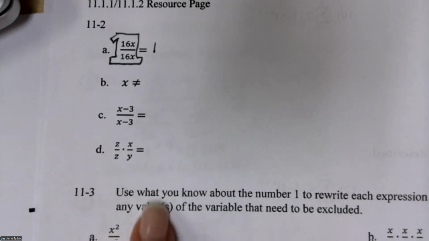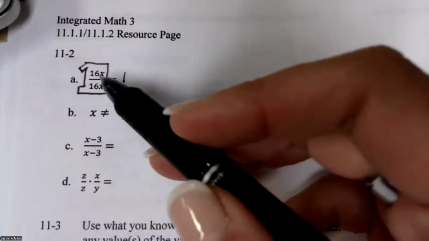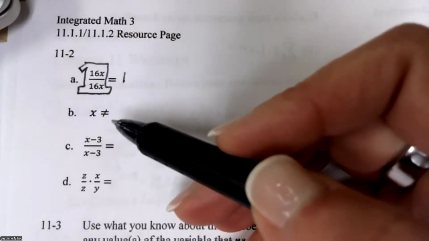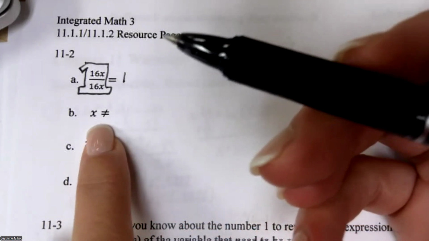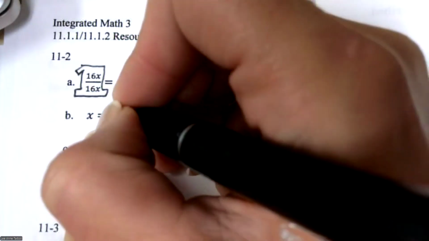Okay, now, for B. This is the part that I really need to teach you. I really need to make sure that this gets in your brain today. I know that you guys can see that the top is the same as the bottom, so it's 1. I know we get that. But there's actually a value that x cannot be in this. Yes, 0. X cannot be 0.